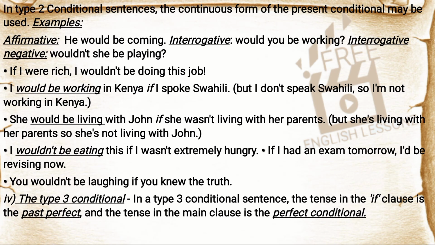Interrogative negative: wouldn't she be playing? If I were rich, I wouldn't be doing this job, I would be working in Kenya if I spoke Swahili. But I don't speak Swahili, so I'm not working in Kenya. She would be living with John if she wasn't living with her parents. But she's living with her parents, so she's not living with John.